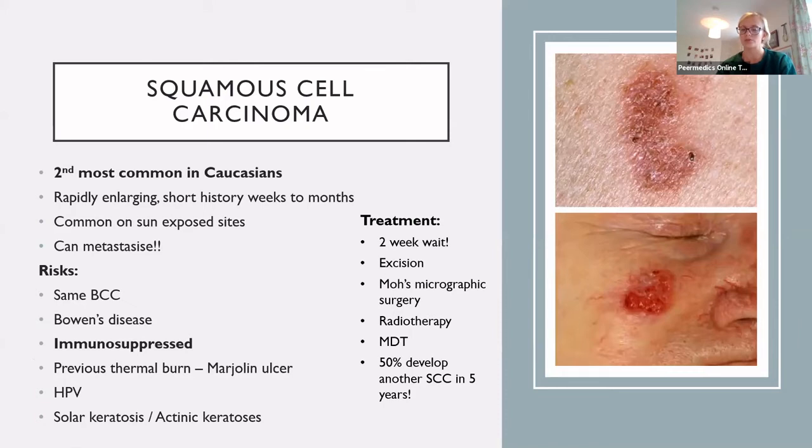Immunosuppressed patients also generally tend to be more affected by SCCs than other cancers. So patients on biologics, especially, something to note. And then solar keratosis, I've got a picture of that later on, but that can progress to SCC as well. So all the same things apply, but this is slightly more aggressive. So it's a 2 week rate. You might also get radiotherapy, and with all cancers, it's always discussed in MDT.